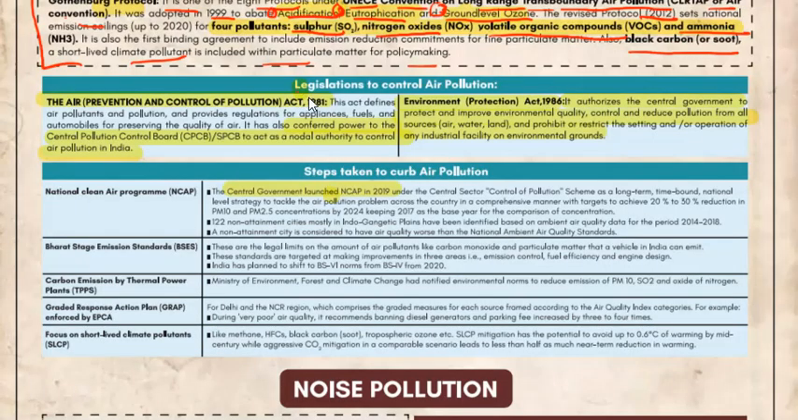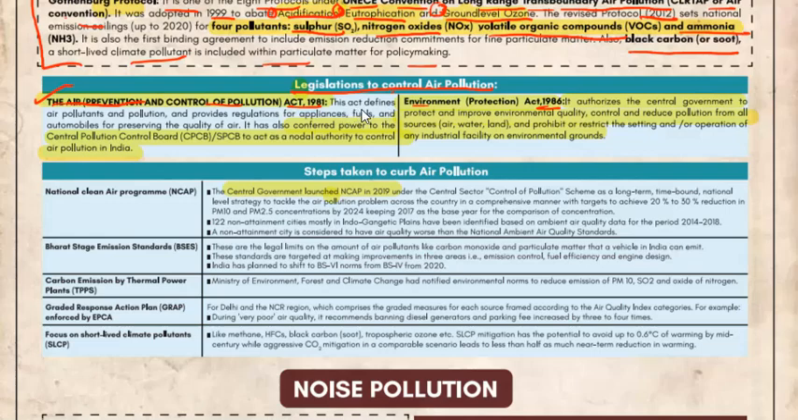Next, coming to the legislations to control air pollution. We are going to study 2 legislations here. The first is the Air Prevention and Control of Pollution Act 1981, which is one of the most important. We all know about the EPA, the Environmental Protection Act of 1986. First is the Air Prevention and Control of Pollution Act 1981.